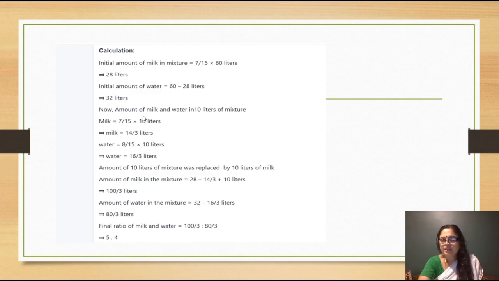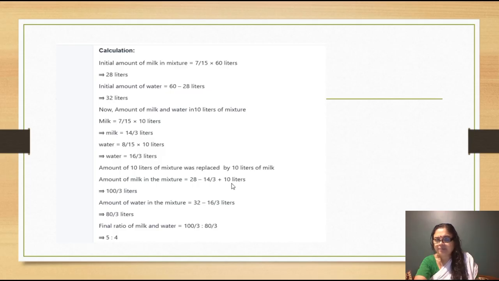Now the amount of milk and water in 10 liters of mixture we have to find out. So milk will be 7 by 15 into 10, that will be 14 by 3 liters, and water will be 8 by 15 into 10, which is 16 by 3 liters. So we are replacing 10 liters of mixture by 10 liters of milk. So the amount of milk in the mixture will be 28 minus 14 by 3 plus 10 liters.